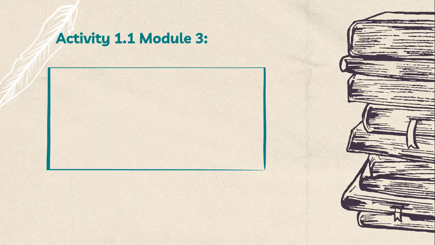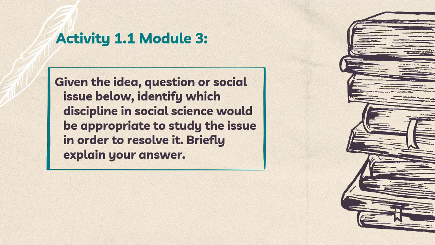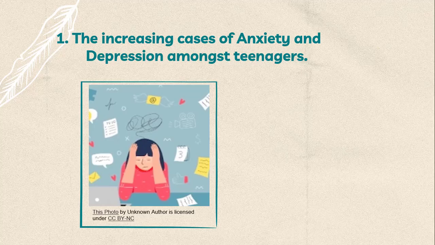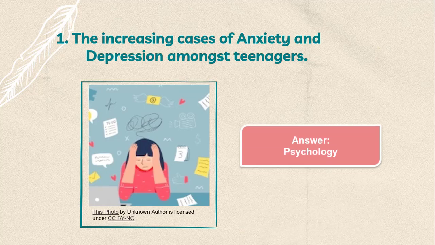Let's have a short activity. Given the idea, question or social issue below, identify which discipline in social science would be appropriate to study the issue in order to resolve it. Briefly explain your answer. Number 1. The increasing cases of anxiety and depression amongst teenagers. Answer. Psychology. Psychology will be able to study how different factors affect the teenagers, what causes them to feel anxious or depressed, and what are the possible solutions for this.